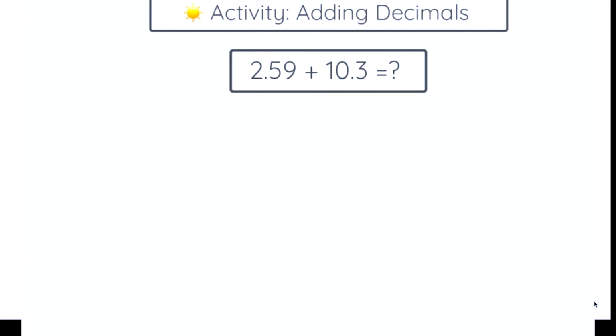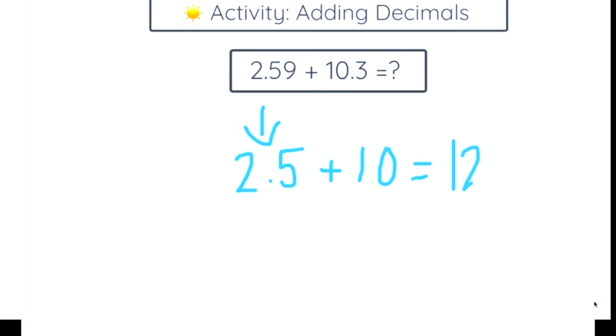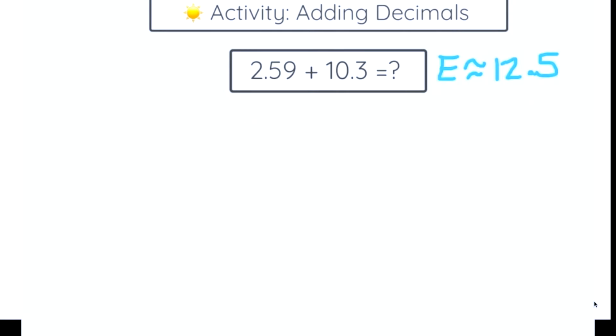So where I'm going to start in this problem is 2 and 59/100ths, and I'm going to estimate that to be about 2 and a half, or 2 and 5/10. And 10 and 3/10 I'm going to estimate to about 10. So my answer when I actually solve this problem and find the sum should be about 12 and a half. So if it's not around there, I know I must have done something wrong somewhere in my problem. So up here in the corner, I just wrote an E for estimate, and we estimated our sum to be about 12 and a half.